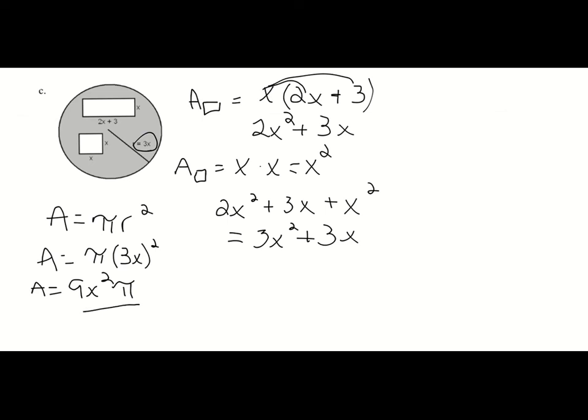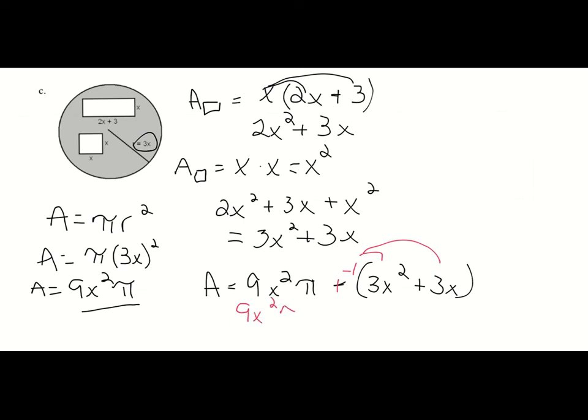So the area of the shaded figure is going to be the area of the circle, which we know is 9x squared times pi, minus our 3x squared plus 3x. And really, there's no like terms here, so we can't do any combining of like terms. The only thing I can do, remember, is distribute that negative. So we have 9x squared times pi minus 3x squared minus 3x, because a negative times a positive makes it a negative. And that's our formula.